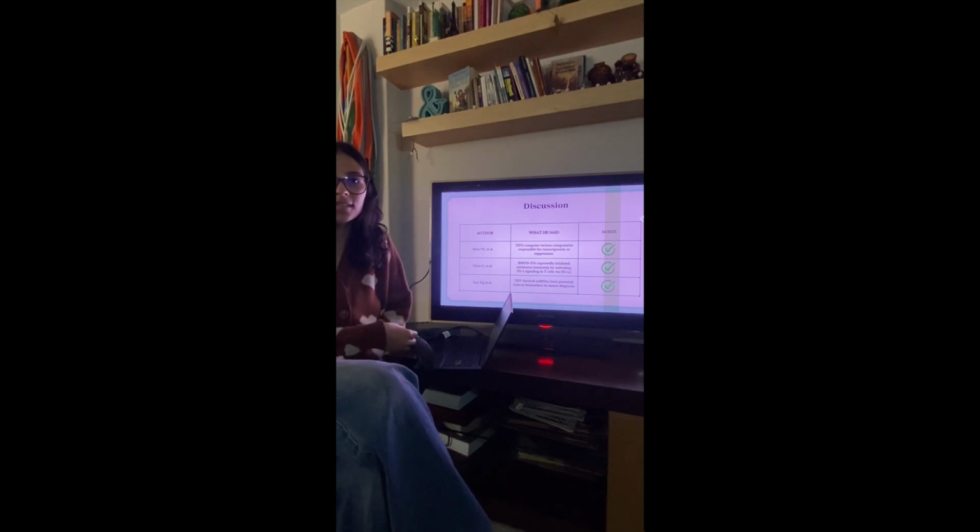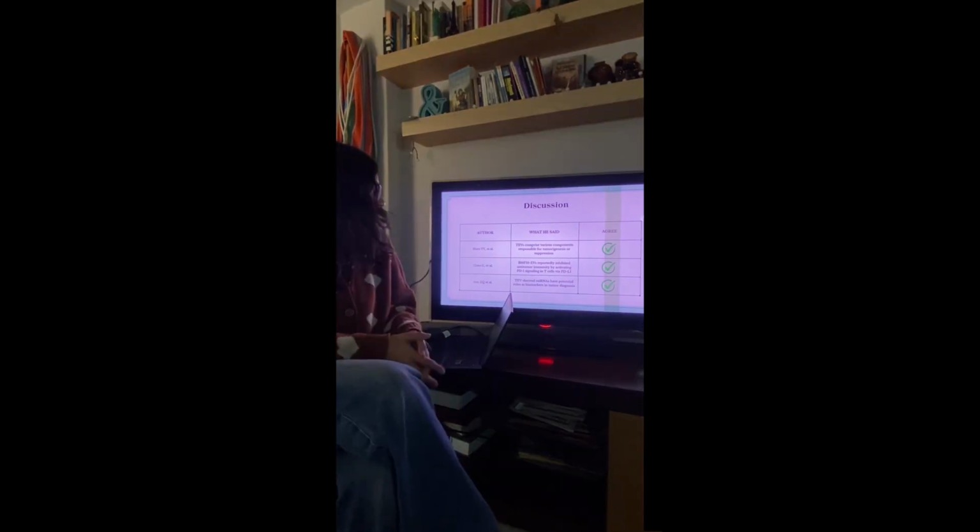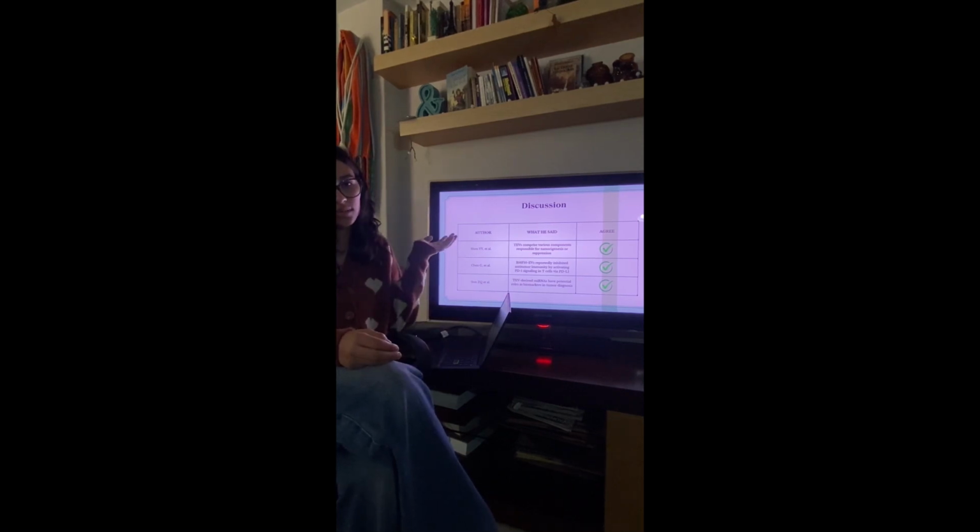They all have conclusions that agree with the article, and I also agree with them. First, Shani I et al.: TEVs comprise various components responsible for tumorigenesis or suppression. Then we have Chin Ji et al.: B16F10 EVs reportedly inhibited anti-tumor immunity by activating PD-1 signaling in T cells via PD-L1. Then, Sun ZQ et al.: TEV-derived miRNAs have potential roles as biomarkers in tumor diagnosis.